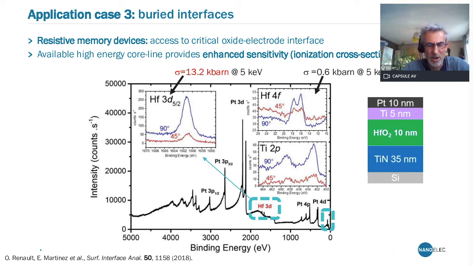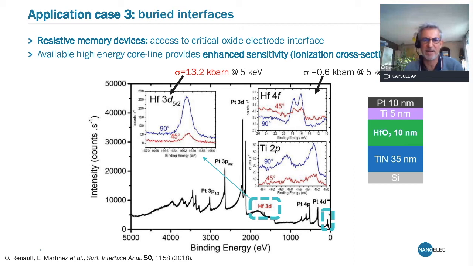You have the HAXPES general spectrum showing you that the platinum core line is most prominent, but you can have access to the hafnium 3d core line, which provides you with an enhanced sensitivity. So the ionization cross section of this line is dramatically enhanced. This is about 13 kilobarn at 5 keV.